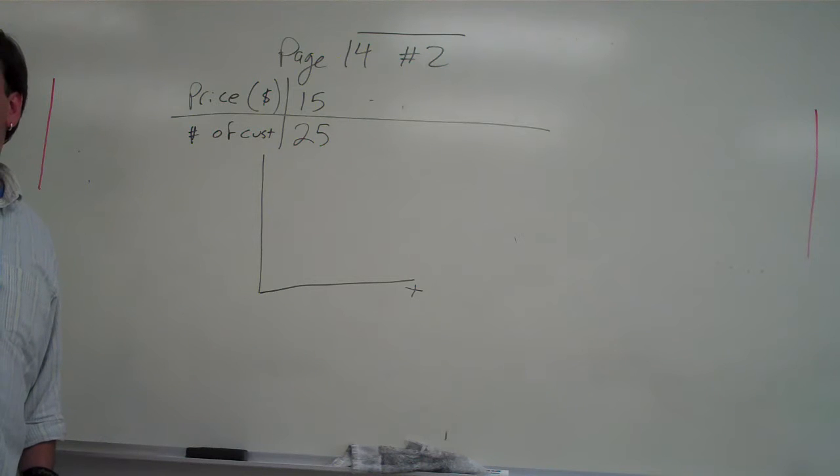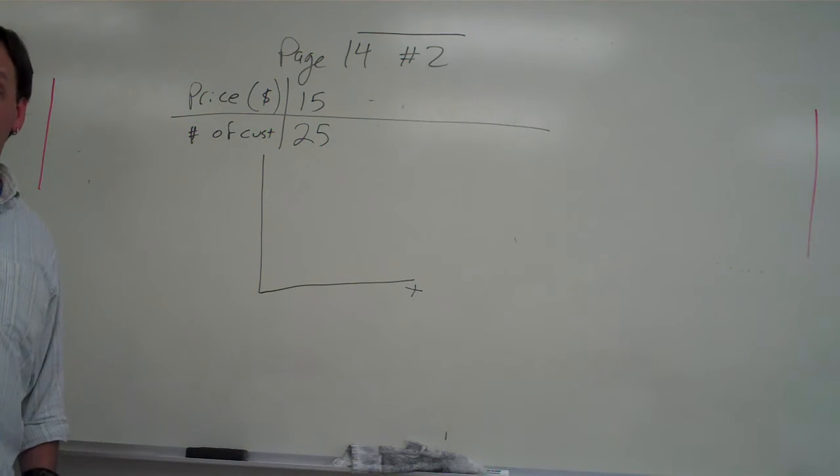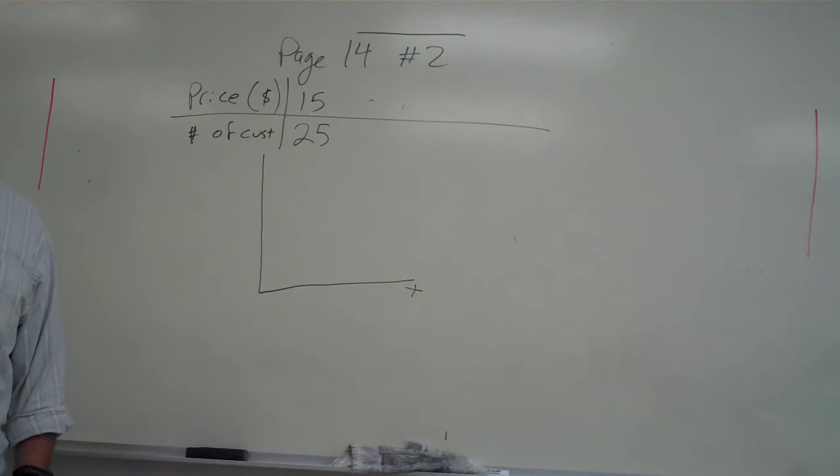Amber. Because the number of customers depends on the price per jump. But why? That's what I'm trying to figure out. Haley. Because if the price is low, you have more customers. Yep. Like at Funtown, if they lowered the price, more people would go. Is that what you're saying? Right. That's exactly what we're trying to say.